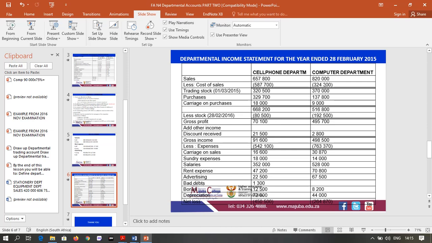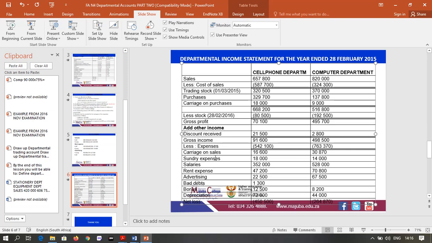Then the same thing applies this side. We are saying 820,000 minus 324,300, which is how you get 495,700. This one previously we called a departmental statement. If you just give the departmental statement, you end here on the gross. But because we are doing a departmental income statement, you go further, whereby you're gonna add other income.